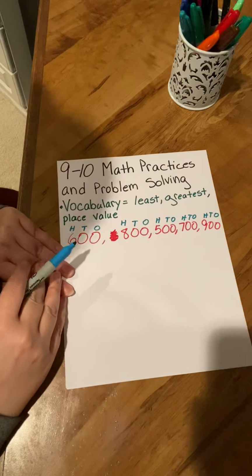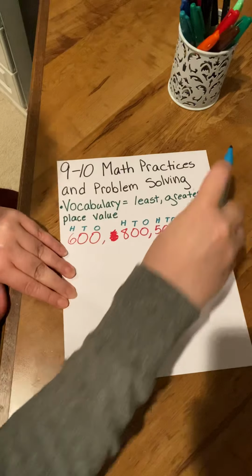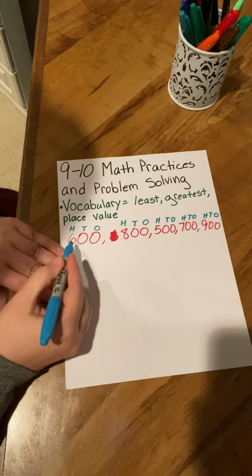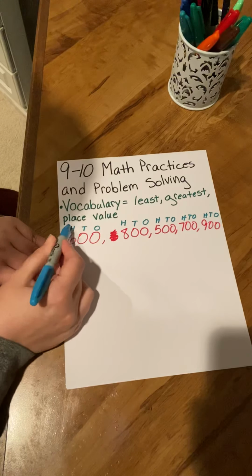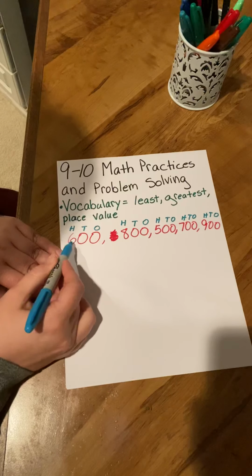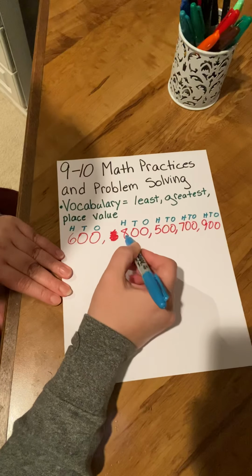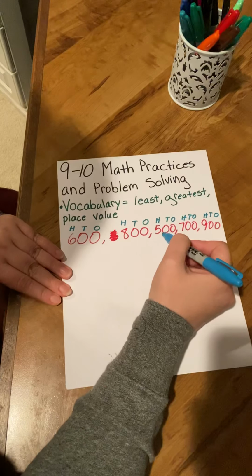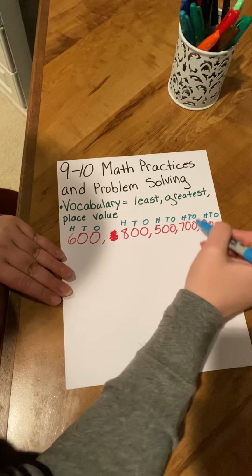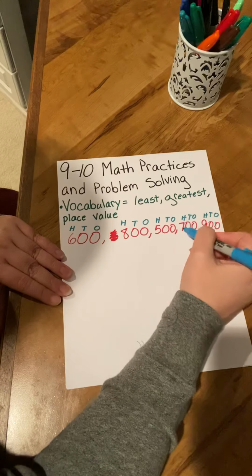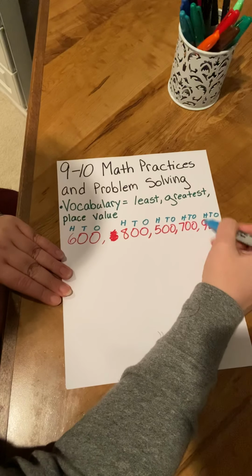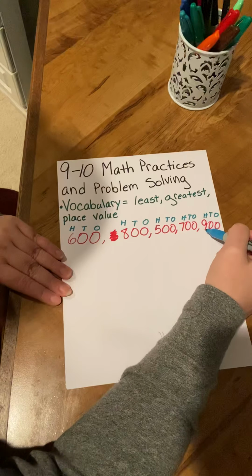So let's take a look at each number. If I look here in the hundreds place, I see a 6. In the number 800, I have an 8 in the hundreds place. 500, I have the number 5. 700, I have the number 7. And in 900, I have the number 9.